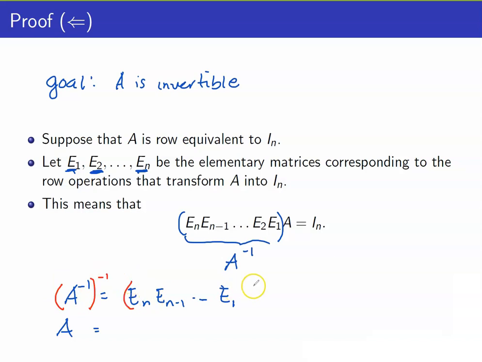Let me get the inverse. Recall, how do you get the inverse of a product? It's equal to the product of the inverses in reversed order. So this is E1 inverse, E2 inverse, and so on, En minus 1 inverse, En inverse. But take note that the inverse of an elementary matrix is again another elementary matrix. So we have seen here that A can be written as a product of elementary matrices. Well, actually, you don't need this to prove that A is invertible. We already had that conclusion when we wrote that A inverse is this one.